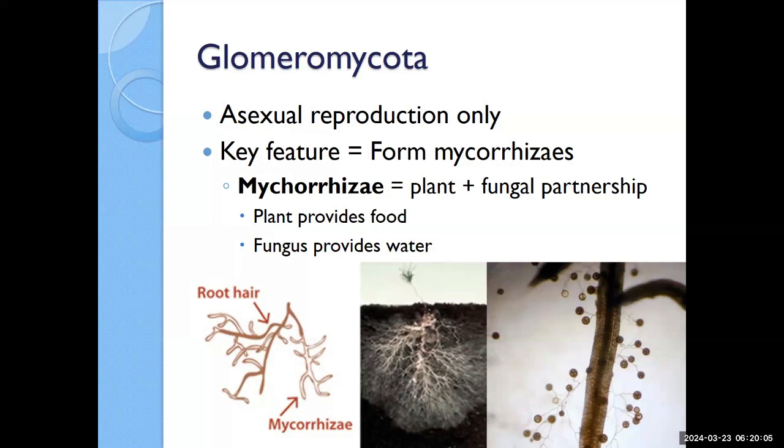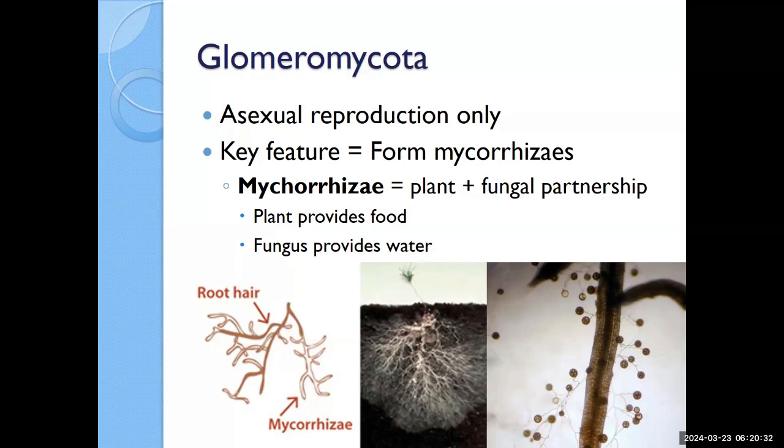And what makes them unique is that they are able to form mycorrhizae. A mycorrhiza is a symbiotic relationship between a plant and a fungus. The plant, which is capable of photosynthesis, provides supplemental food stores to the fungus that burrows in and through its root structure, and the fungus helps increase water absorption for the plant.